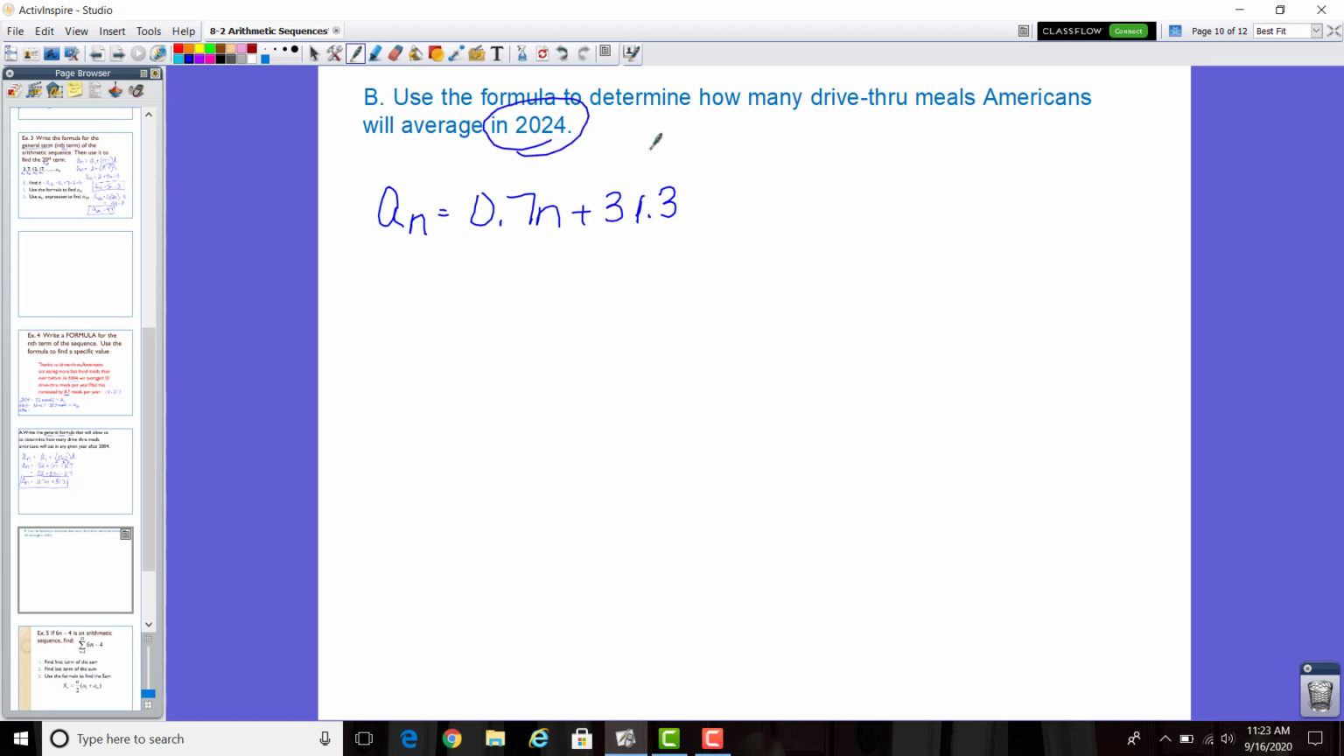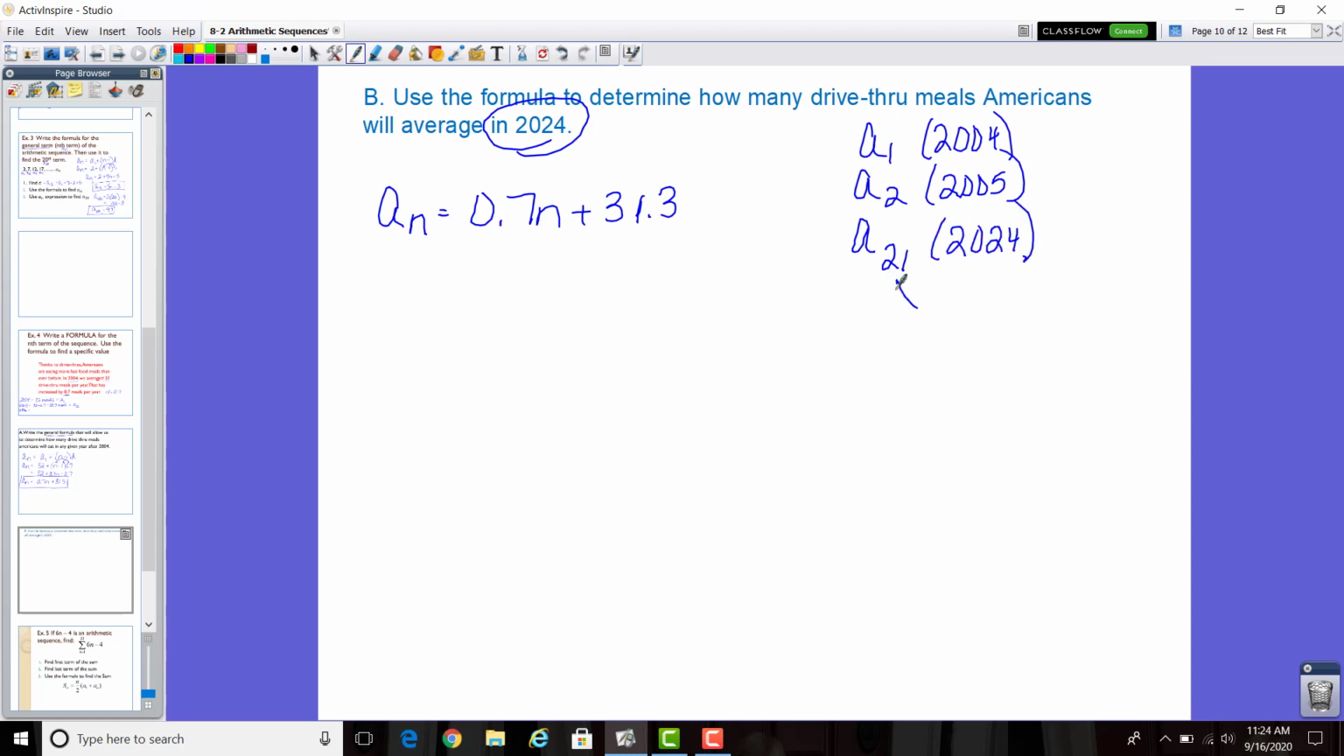Now, we have to figure out what term is representing 2024. Well, if a sub 1 represented 2004, that would mean a sub 2, or my second term, is 2005, and so on and so forth. If I continue with this pattern, a sub 3 would be 2006. Okay, so I count on my fingers. 2004, 5, 6, 7, 8, 9, 10, 11, 12, 13 gets me to 10. 14, 15, 16, 17, 18, 19, 20, 21, 22. 2023 would be 20. So 2024 is going to be our 21st term.